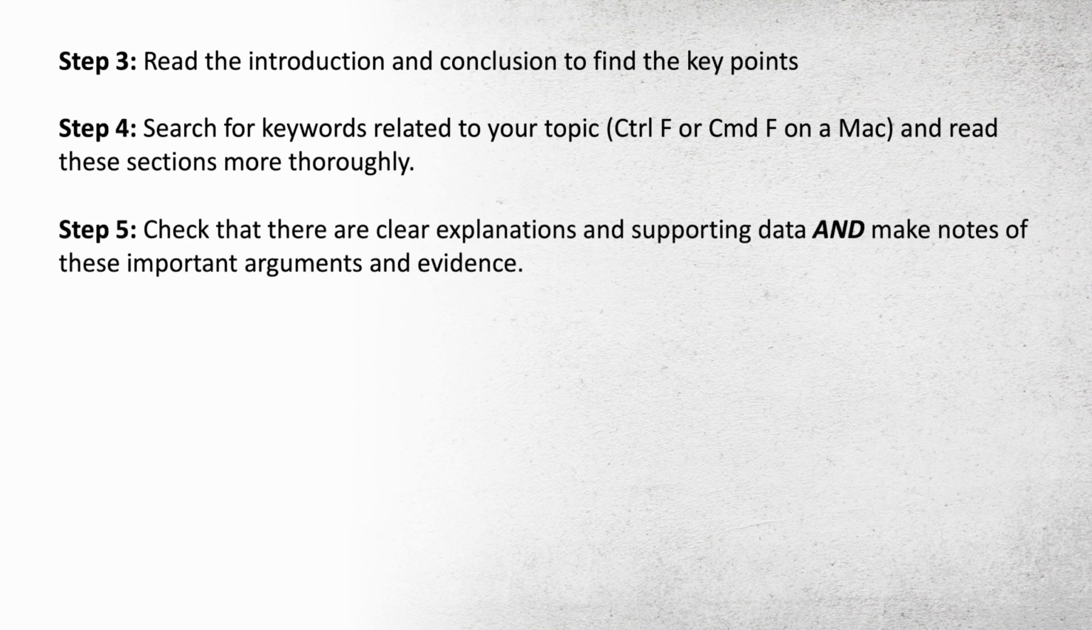Step 5. Check that there are clear explanations and supporting data. And make notes of these important arguments and evidence, because you're probably going to use them in your assignment write-up. Step 6. Reread complex sections more closely. You might find that you do have to do this anyway to gauge what the author is trying to say.